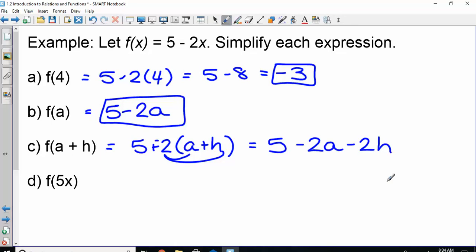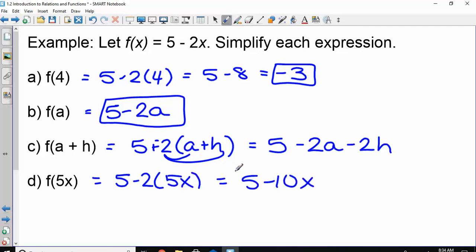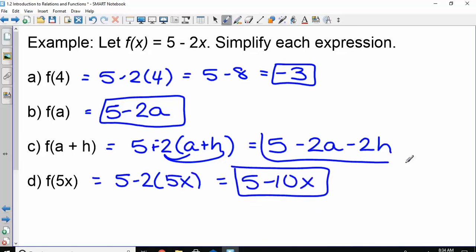The last one, f of 5x. So that would be 5 minus 10x. Yeah, so you get your 5 minus 10x. Do we have any questions right now?